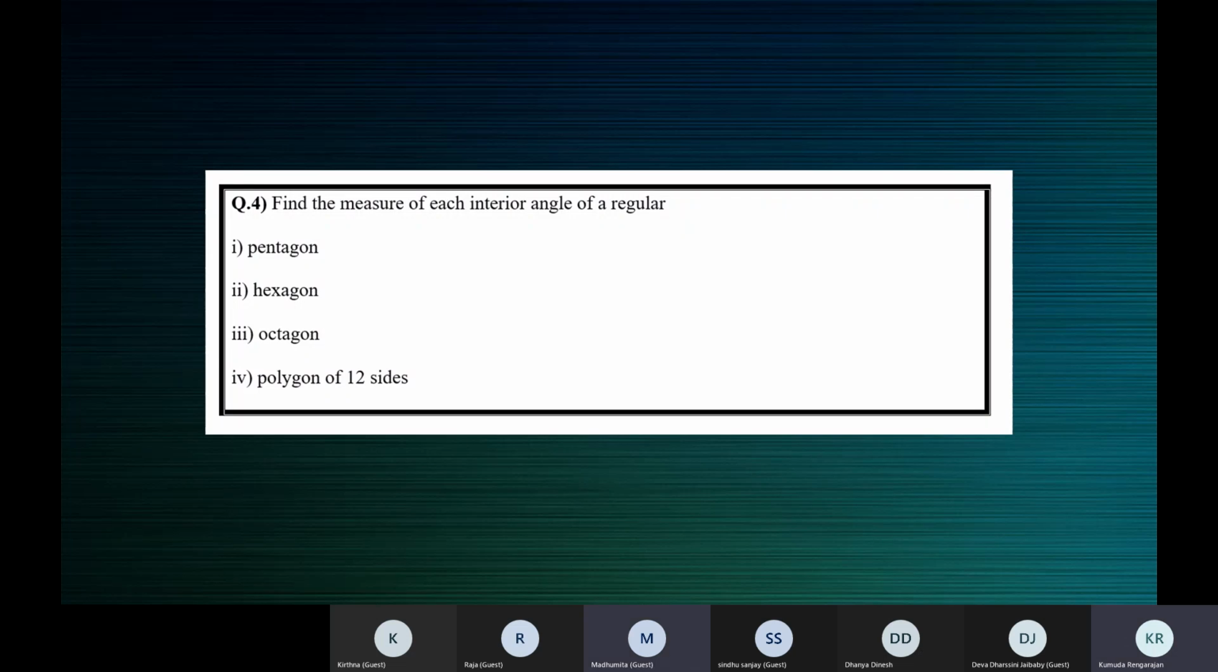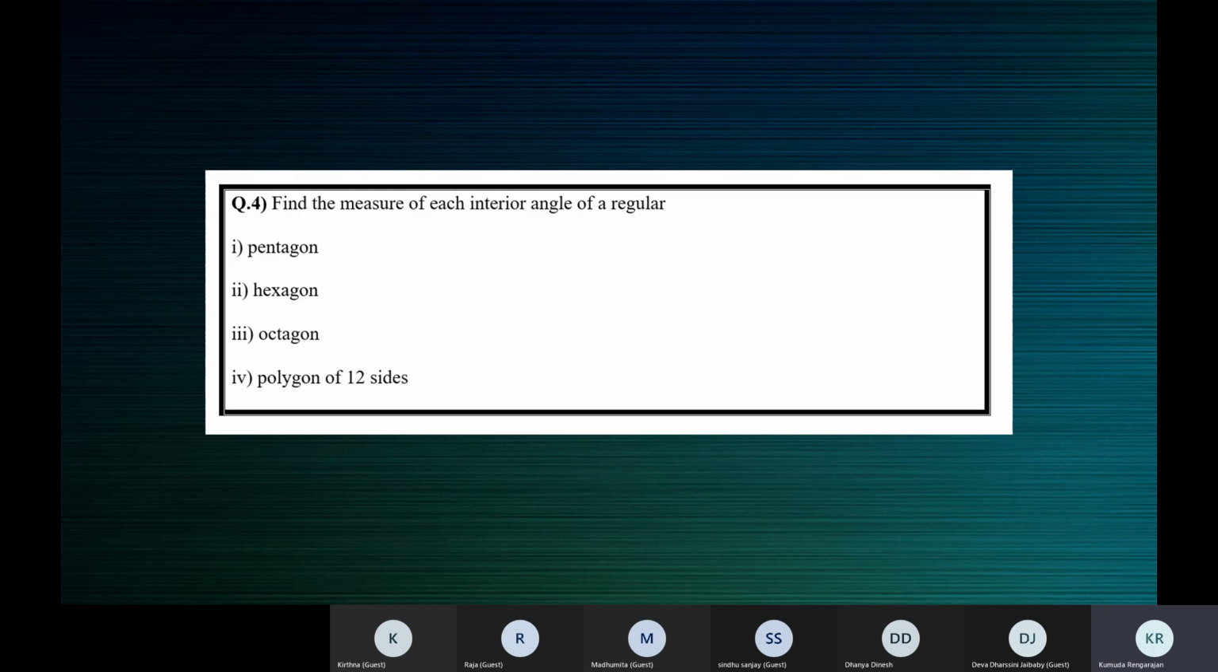5 minus 2 into 180 degrees, ma'am. 5 minus 2 into 180 will give what? What is 5 minus 2 into 180? What does that answer represent? 3 into 180, ma'am. What does that value represent? Okay, 3 into 180 is 540.